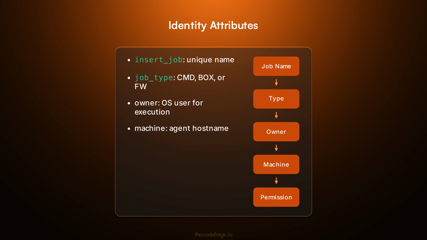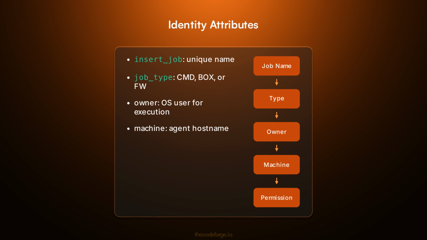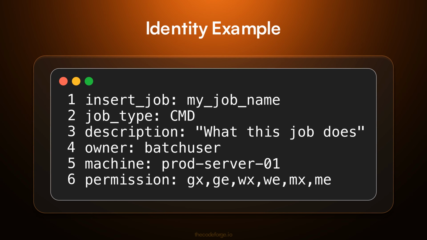Identity attributes are the first things AutoSys reads. They define who the job is, what type it is, and where it runs. Without these, the job cannot exist. Let's look at a typical definition. Here's a basic identity block.